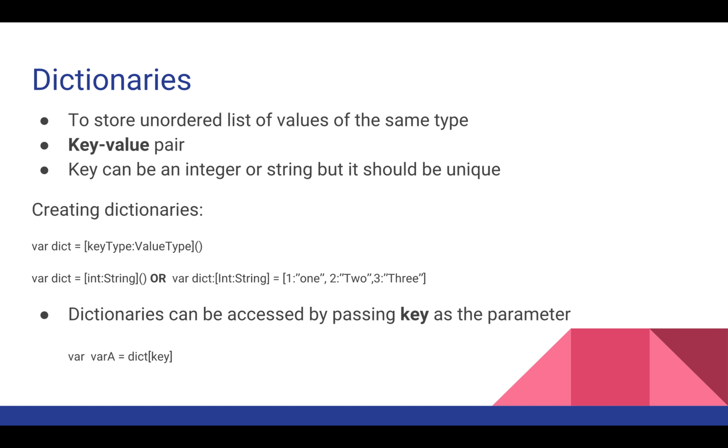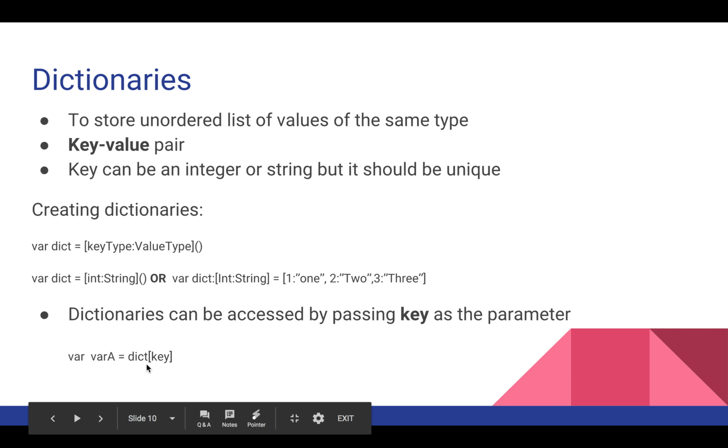A dictionary key can either be an integer or a string, and it should be unique within a dictionary. You can create an empty dictionary by mentioning the data type for key and value in square brackets as shown, or you can also mention the key value pairs explicitly. To retrieve a value from a dictionary, pass the key of the value you want to retrieve within the square brackets immediately after the name of the dictionary.